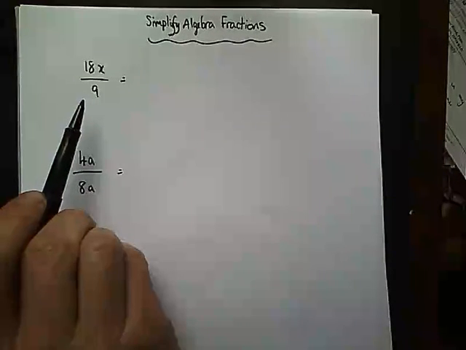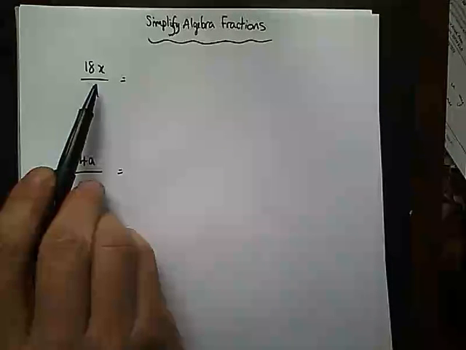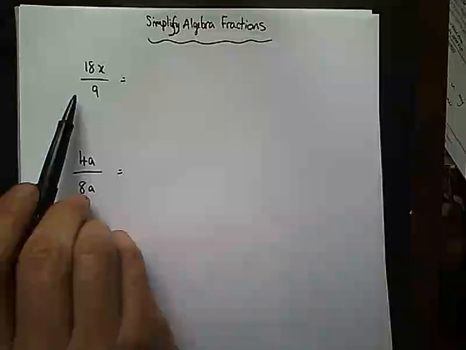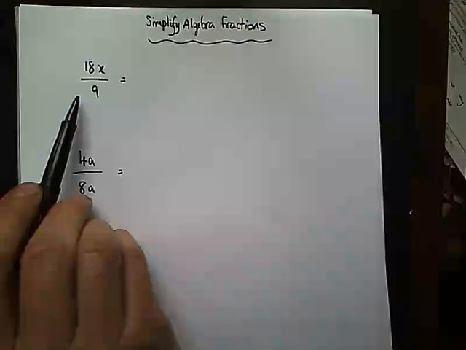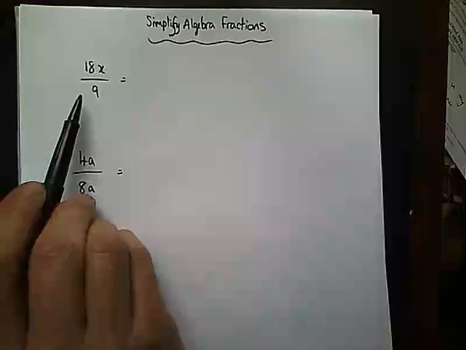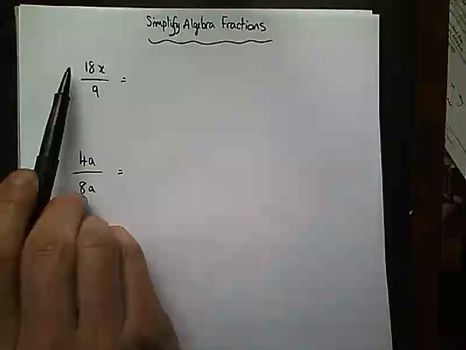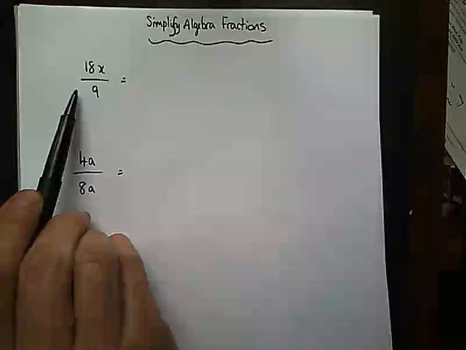Okay, so for the first example, my expression says 18x divided by 9. So we use the fraction sign in algebra instead of the divide by sign. You may get some questions where they have a divide by sign, so let's convert it back to a fraction. So in this first one, I need to cancel out a common factor from the numerator and the denominator.